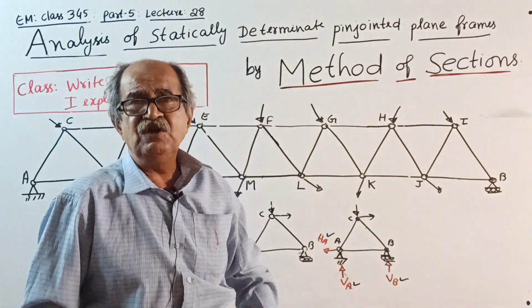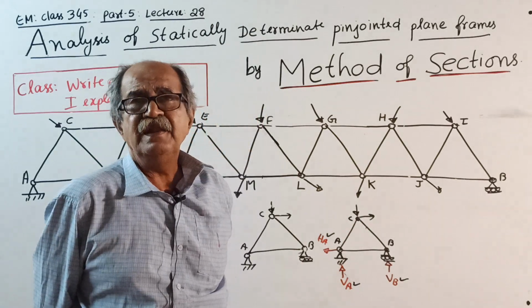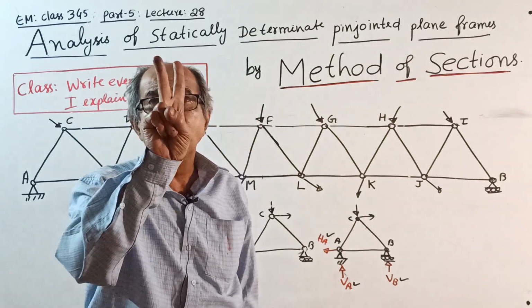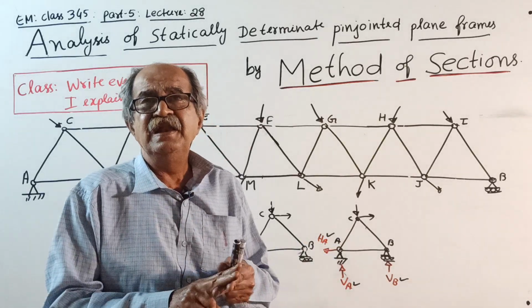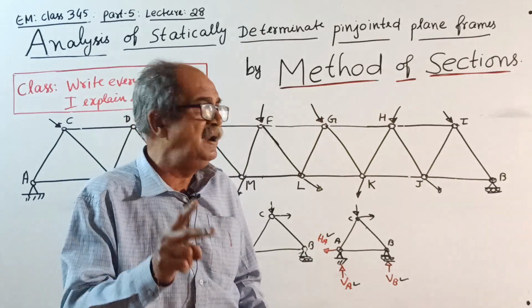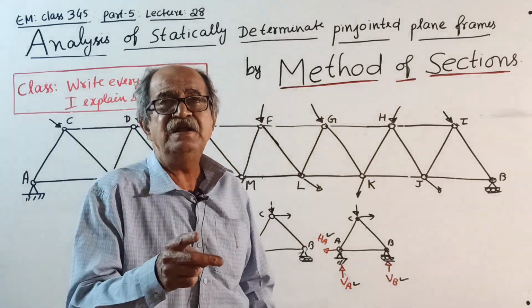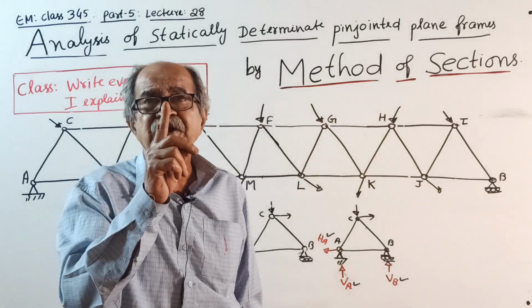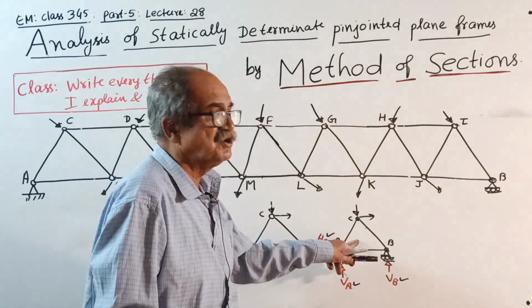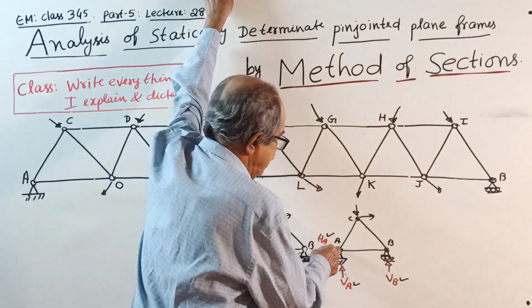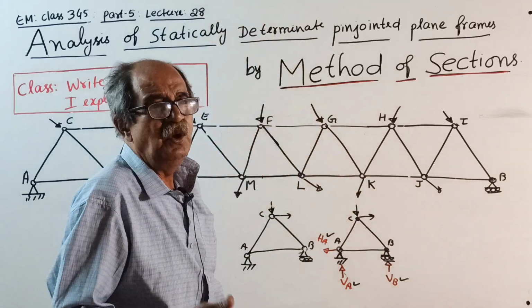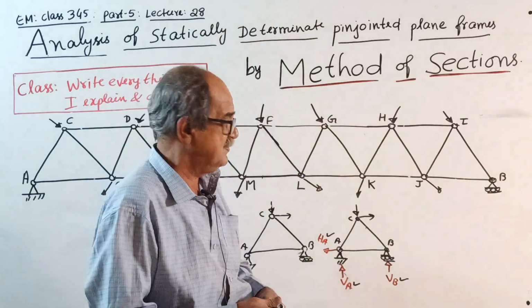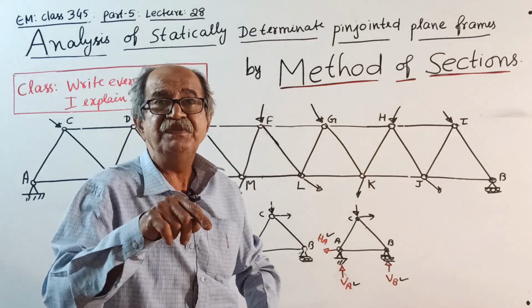You consider equilibrium of a joint where the number of unknowns is not more than 2. Remember, this is all I am dictating. In the method of joints, the number of unknowns at the selected joint should not be more than 2. Luckily in this question, whether you go for A or B or C, everywhere it is 2. Leave it, that is not important for us. What I want to tell is something else now.